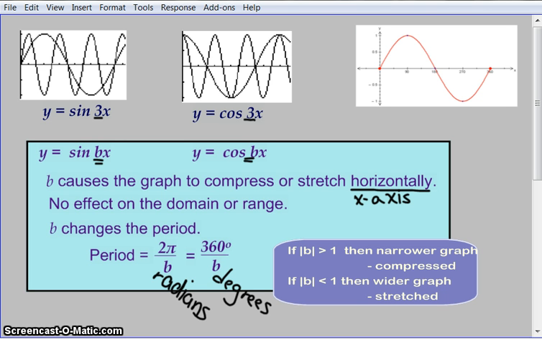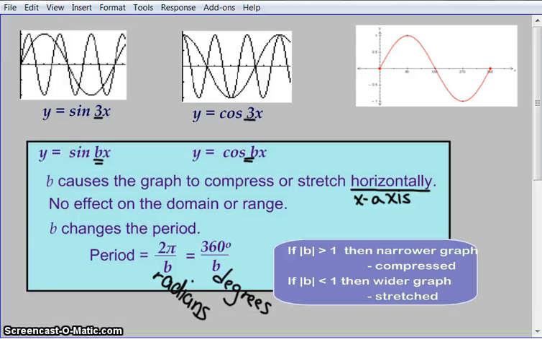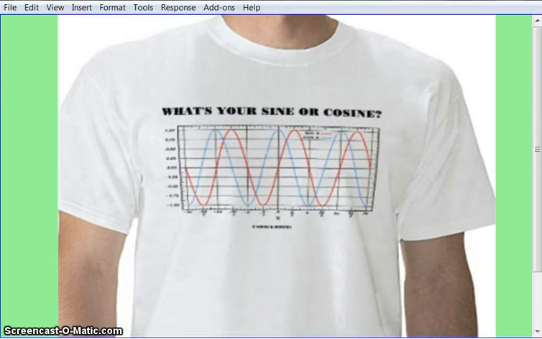If that number b happens to be positive, then we get a narrower compressed graph. If that number happens to be a fraction, then we get a wider graph. For example, if that was sine of 1/3 x, then it would only finish 1/3 of a cycle in the time it took the original to finish one cycle.